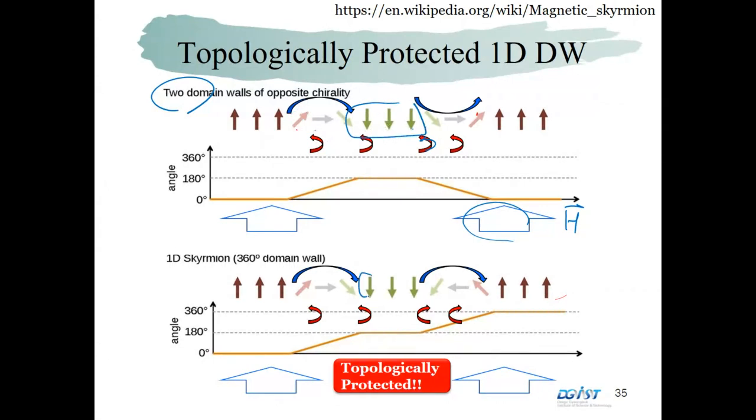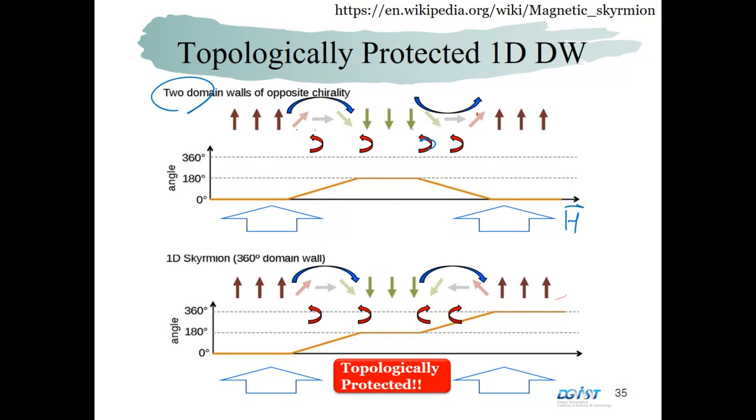But let's focus on this spin and this spin again. Here, this spin is moving this way, and this spin is moving this way. Then what happens here? Those motions are opposite, so this spin cannot move either way. To remove these spins, we need extra energy. This is what we call topological protection.